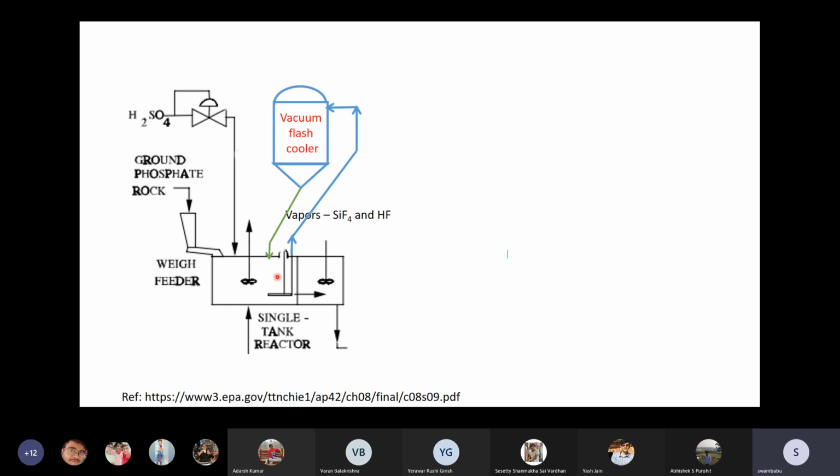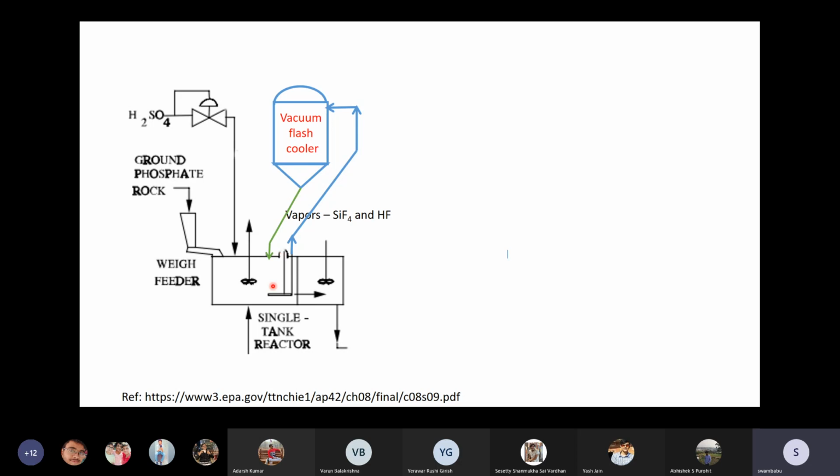Like later, we have the gypsum formation. These SiF4 and HF will mix with gypsum, and anyway gypsum is going for construction purposes. So that will stay in the gypsum solid with less chance of liberating into the atmosphere. That's where they will cool it and make this liquid, and again introduce it back to the CSTR.